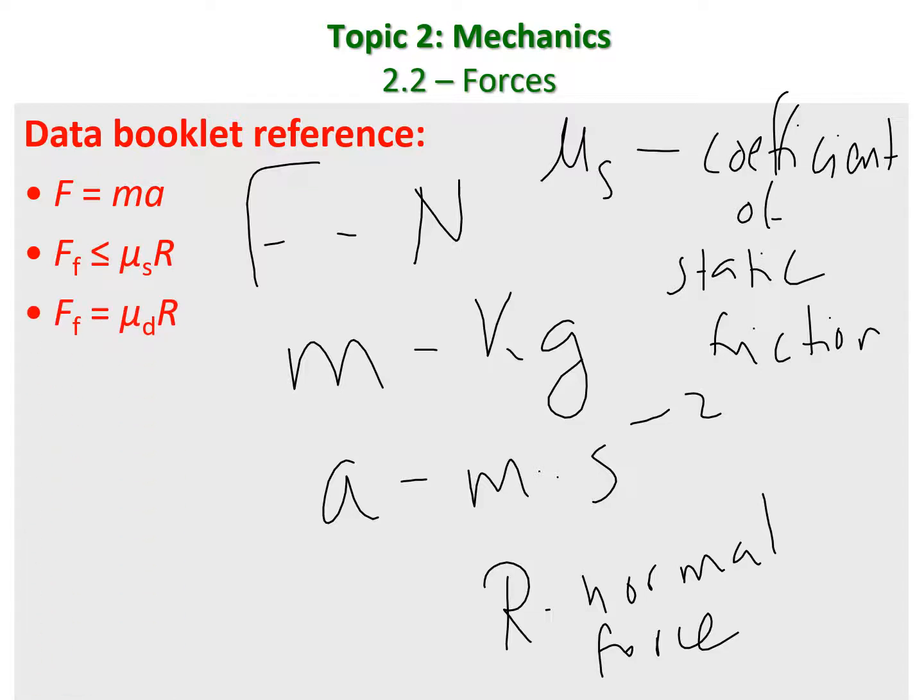Then we have the force of friction, the third equation. The force of friction equals mu sub d times R. Mu sub d is the coefficient of dynamic friction, so d stands for dynamic. And this is the force of friction applied along a surface as an object is in motion.